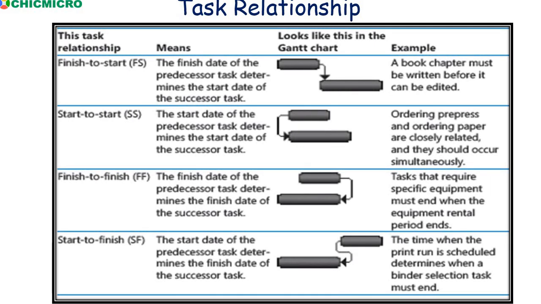Now, let's say we have this task relationship when we have the four major categories or major types. We have finish to start, meaning FS. This means the finish date of the predecessor task determines the start date of the successor task. As we have seen in the design and development of application. Look at this in the Gantt chart. If you look at this, you will have the Gantt chart like this, pointing from the finish, pointing to the start of the other task.